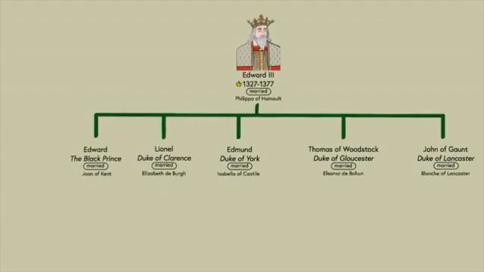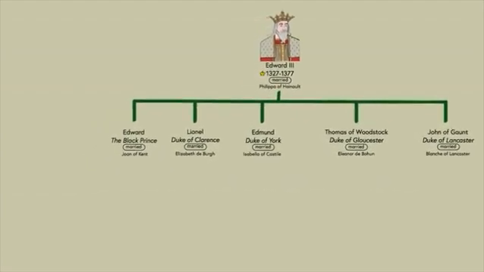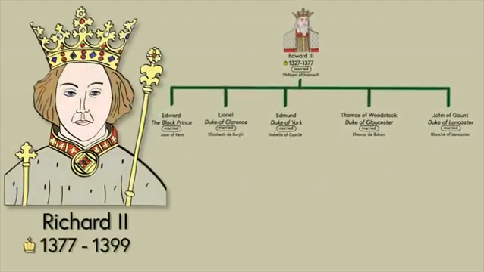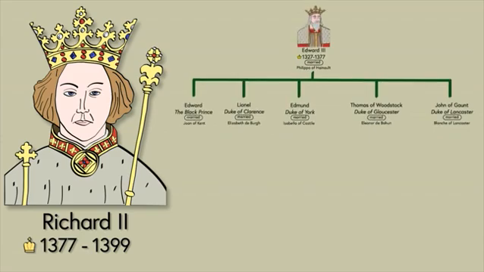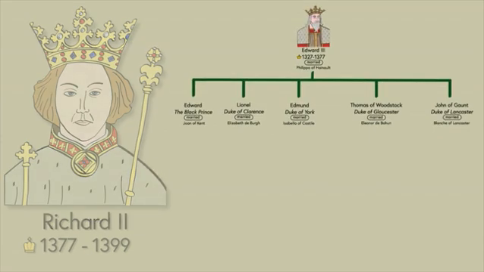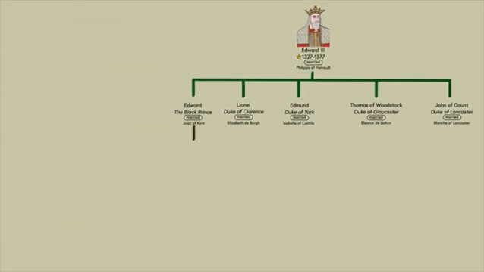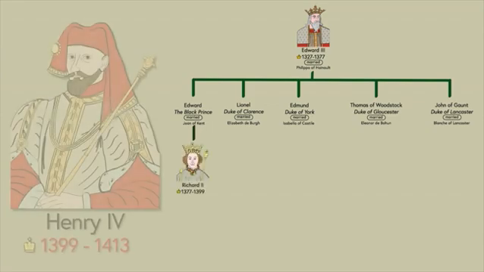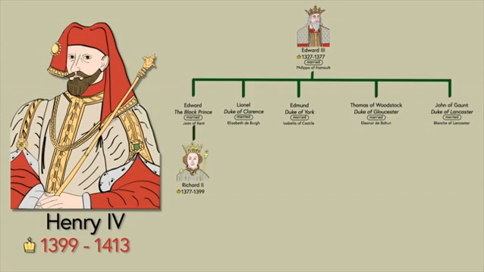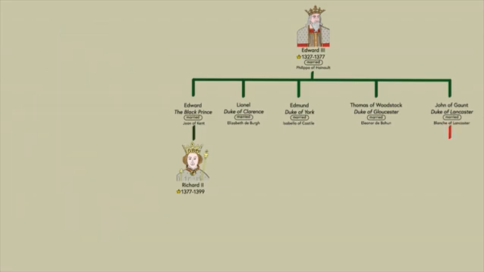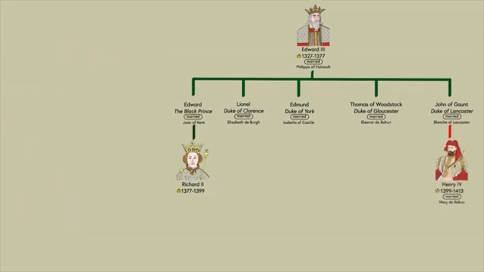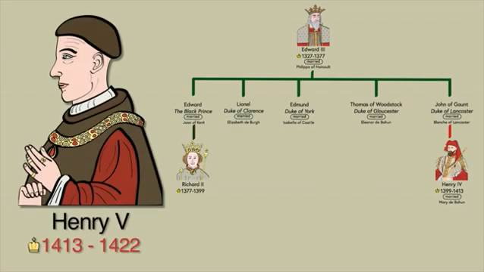The Black Prince died shortly before his father in 1376, so Edward III was succeeded by the prince's son, King Richard II. On his murder in 1399, the crown was claimed by the son of John of Gaunt, Henry of Bolingbroke, who became Henry IV. Lionel of Clarence, Edward III's second son, had no male heirs. Henry IV was succeeded by his own son, Henry V.